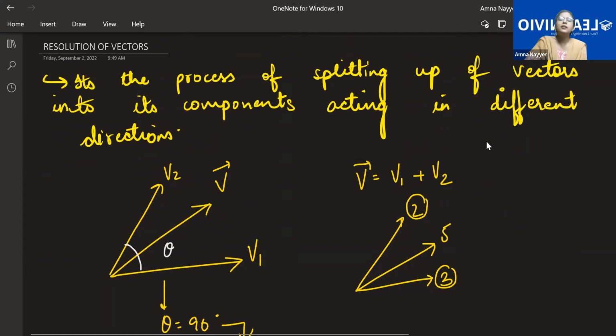But what is meant by the resolution of vectors? It's the process of splitting of vectors into its components, acting in different directions. Wherever the components are, we are just taking these components and segregating them. Like what did we do in the parallelogram law? We had various components of the resultant and we used to combine them to get our resultant. So think of it as going in reverse. From the resultant, you are splitting it. This one becomes the resultant.